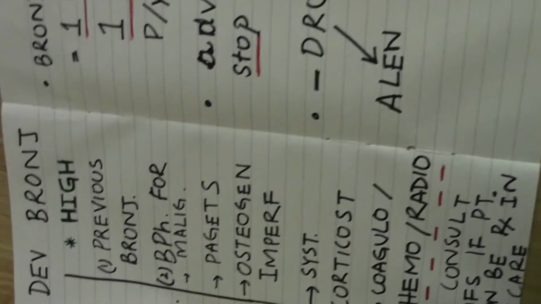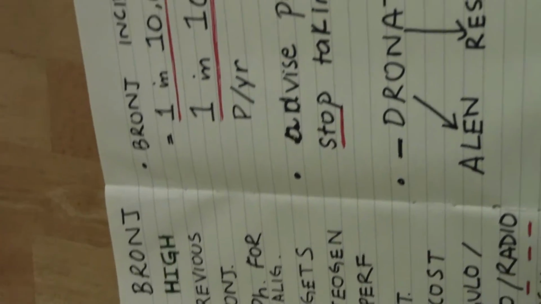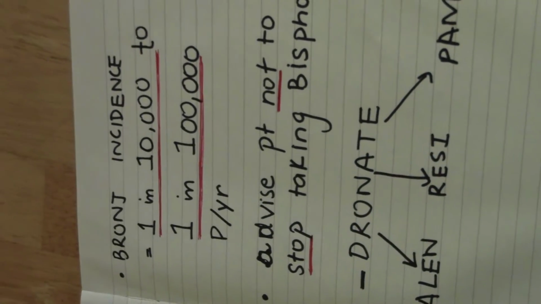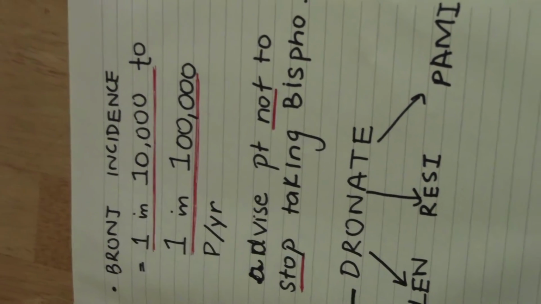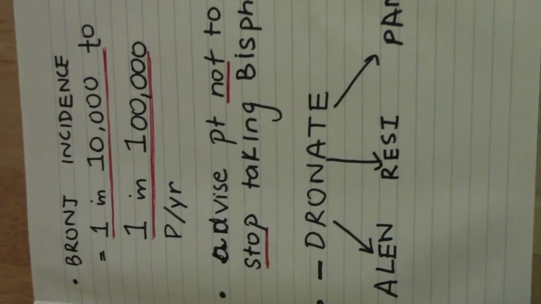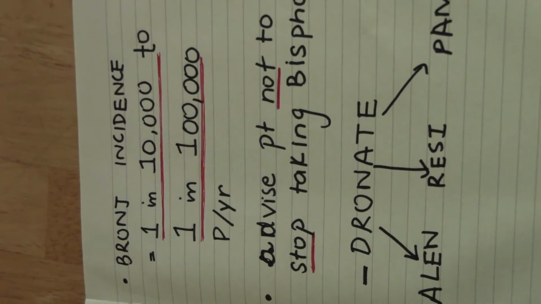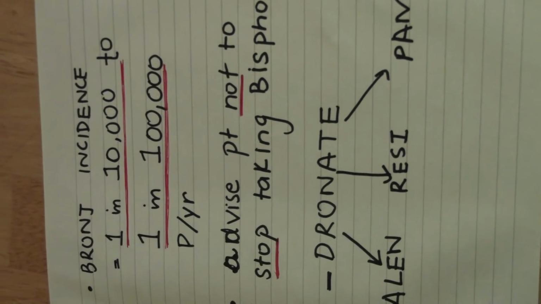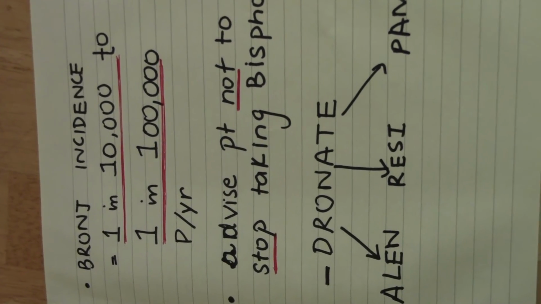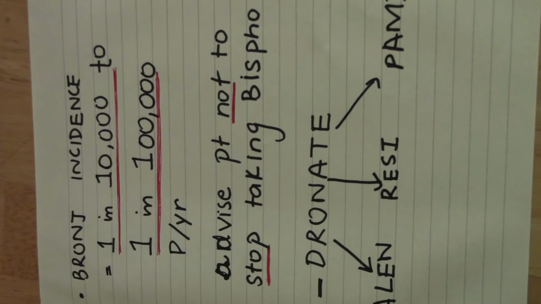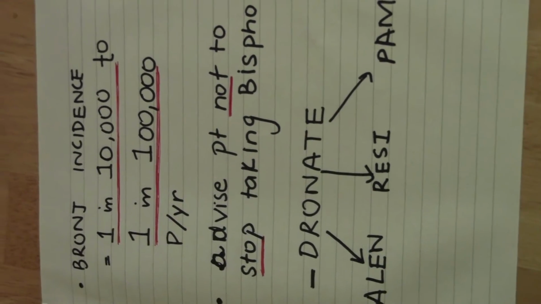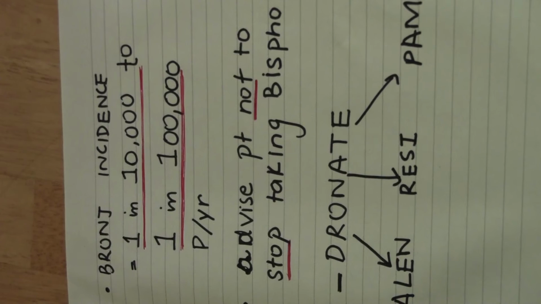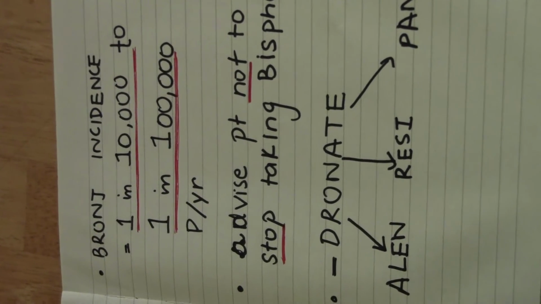Now, the risk of actually developing bisphosphonate-related osteonecrosis of the jaw is very small. It's 1 in 10,000 to 1 in 100,000 patients who are on bisphosphonates a year. Since this is such a small number, we try to avoid procedures that can be traumatic for the bone. However, it's not something that we have to avoid under all circumstances for the patient.